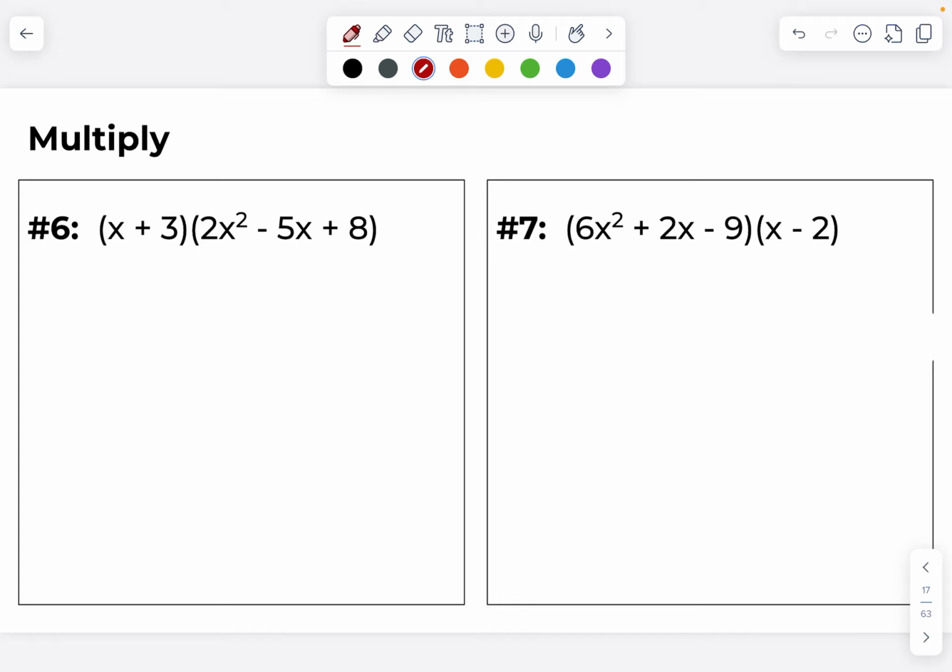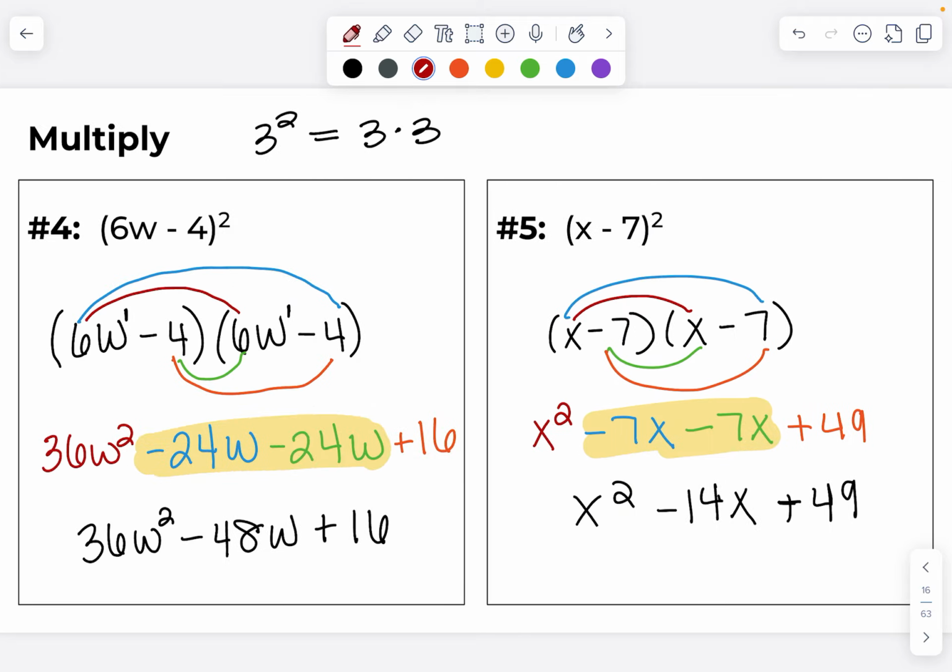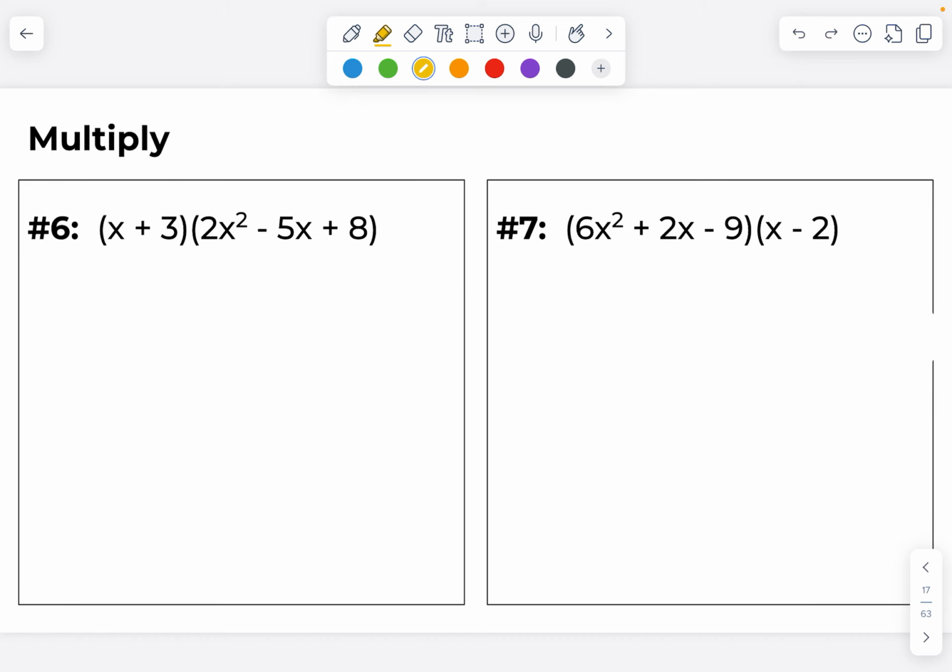If I think about these problems, and I'm going to go back a slide really quick, I took this x and I distributed it to both terms in my second pair. So I'm going to do that process over here. Instead of distributing it to two terms, I have to distribute my x to three terms. So when I do that, I get 2x cubed, because again, I can think about this as being x to the first.